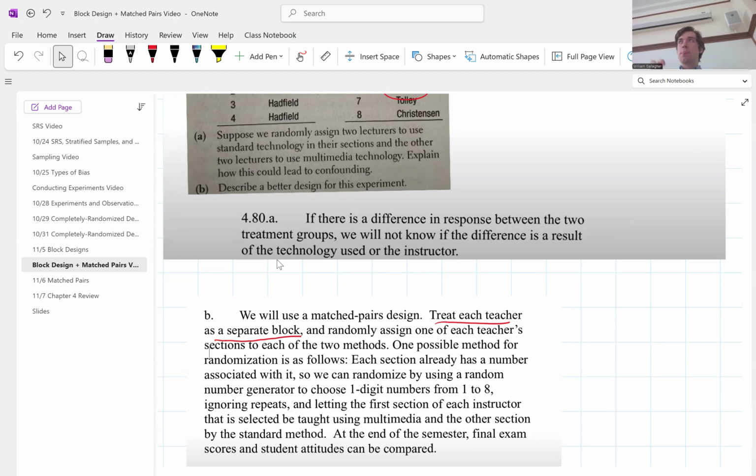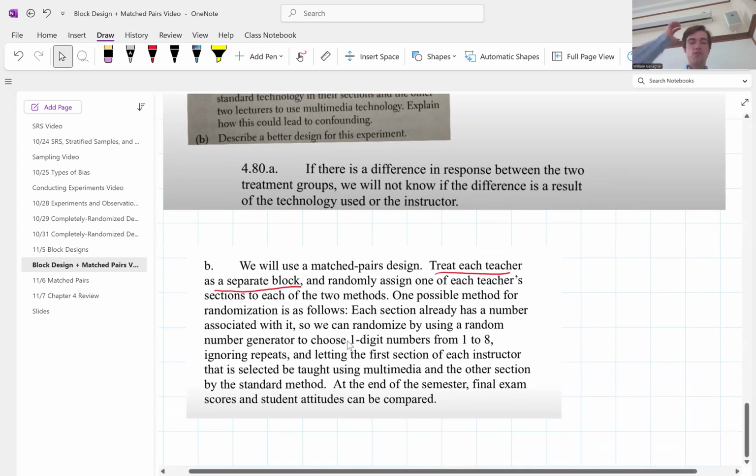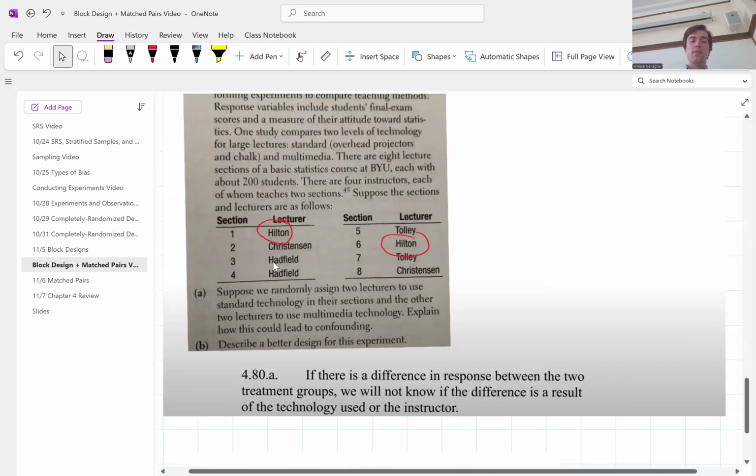Again, as I said in class, we do have to make sure that in matched pairs, who gets which one is random. The example I gave certainly was timing, right? So for drugs, the placebo versus the treatment, and the treatment versus the placebo, the timing might matter here. In this case, maybe one of the courses is stronger than the other course. So we want to randomly assign one of each teacher's sections to each of the 2 methods. One possible method for randomization is as follows. Each section already has a number associated with it, 1 through 8.